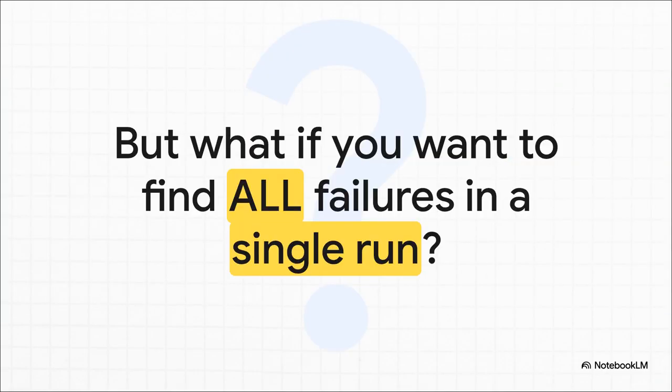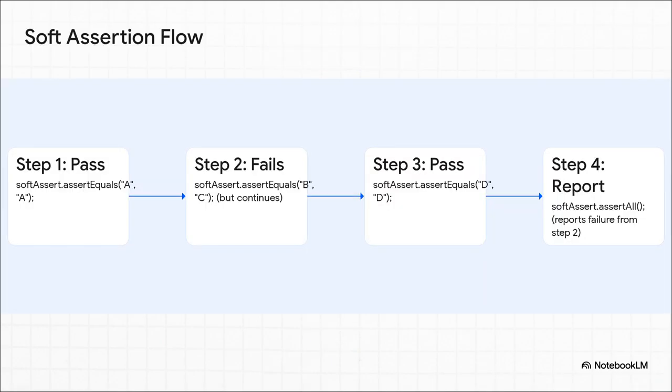Well, imagine you're testing a big user profile page with, say, 10 different fields. You wouldn't want the test to just stop after finding one typo in the username. You'd want a complete report of everything that's wrong so you can fix it all in one go. And this is where soft assertions are a total game changer. They let the test keep going even after a validation fails.